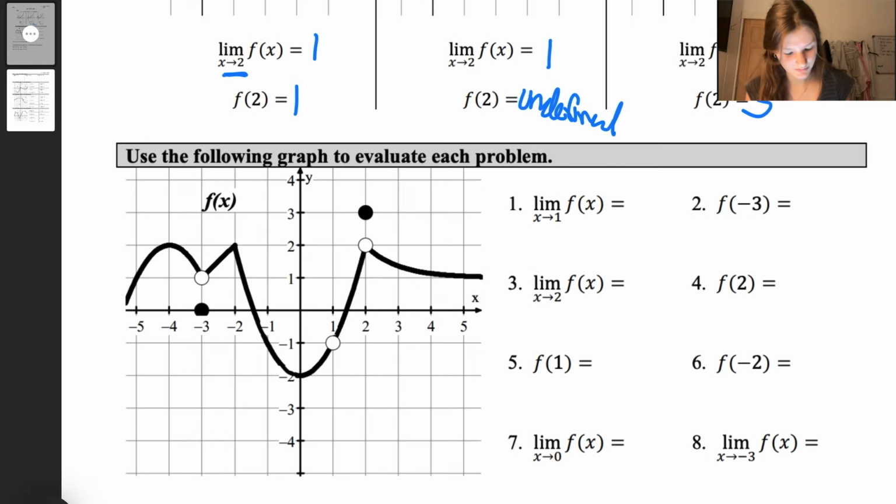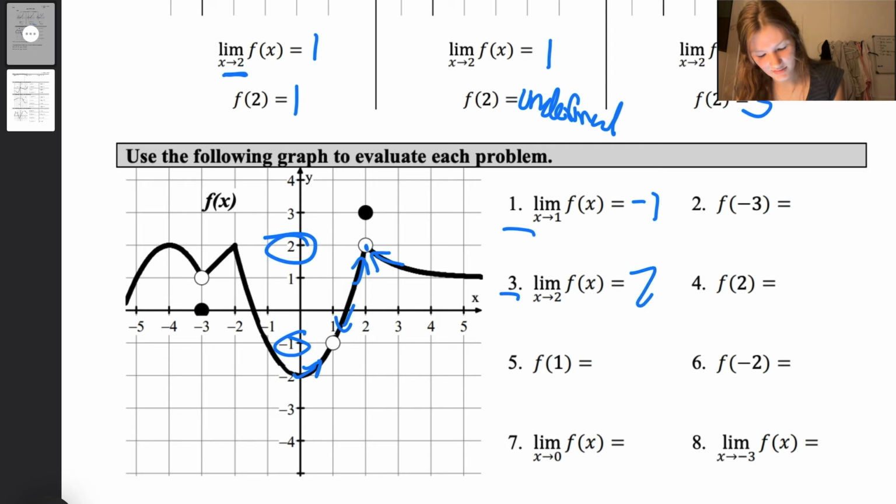So for this one, we're just going to do the limit ones. We don't have to do all these. But f of x approaches 1, f of x approaches -1. What's the actual value at 1 though? It's undefined. And then as x approaches 2, I shouldn't have drawn a dot there actually, ignore that. f of x approaches 2, and the actual value is 3. So, right there.